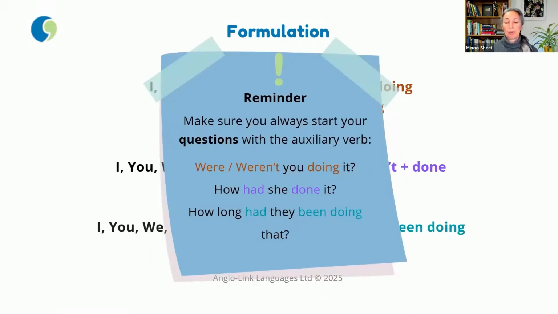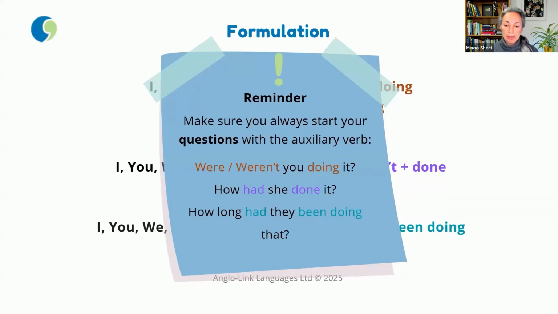Just a very brief note on questions. Don't forget to always start your questions with the auxiliary verb. So, were or weren't you doing it? How had she done it? How long had they been doing that? Okay. So that's all for formulation, nice and easy.